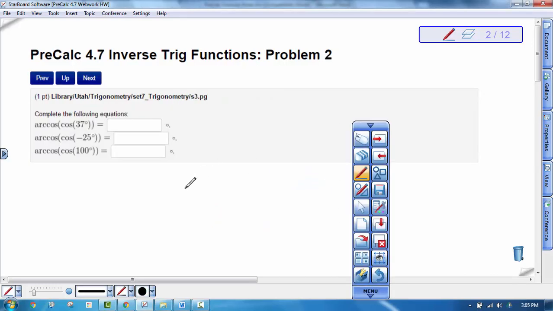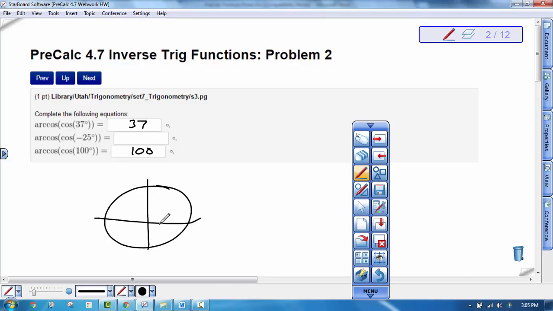Okay, the next problem, complete these equations. The inverse cosine and cosine basically undo one another. They're inverses of each other, but be careful with this one, because if you graph this on a unit circle, negative 25 is down here, right? Negative 25 degrees. And the cosine relationship for this would be adjacent over hypotenuse, which is positive. So this is actually a positive value.